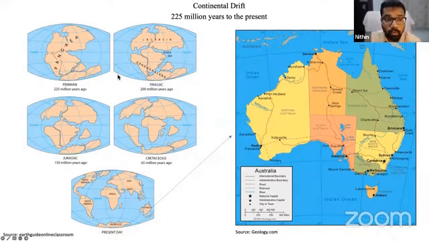So 225 million years ago, it was Pangaea, and then slowly the continental drift happened, and present day Australia moved away in the Cretaceous period. Australia moved away to the corner, the down under. And here we have the map of Australia. At this point, I just want everyone to look at it and see where all the places lie.